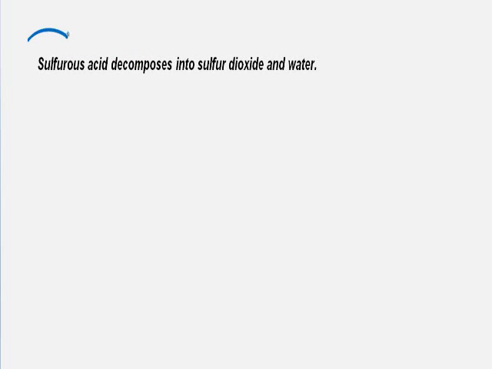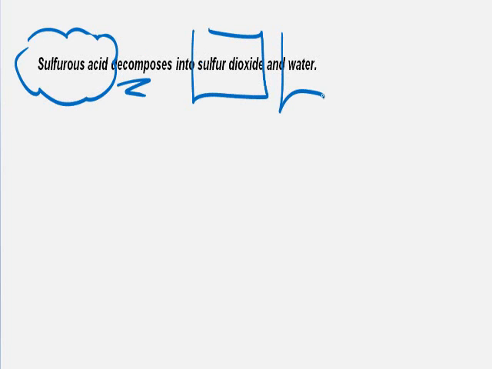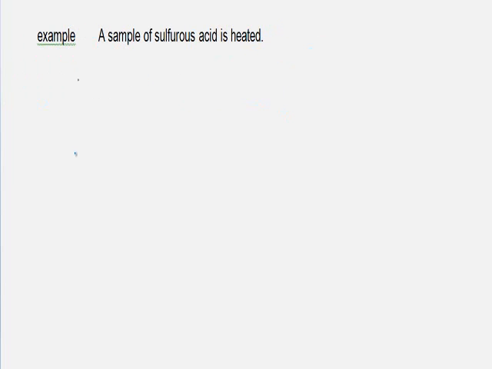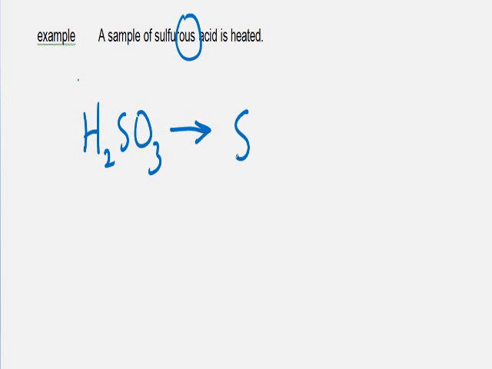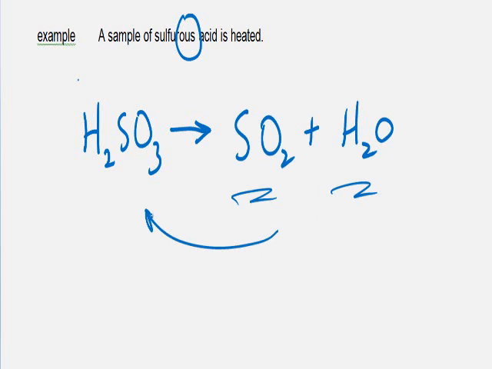Another decomposition is sulfurous acid, which will readily decompose into sulfur dioxide and water. In our example, sulfurous acid means it comes from sulfite. So the formula of sulfurous acid is H2SO3. That's going to decompose into sulfur dioxide, which is SO2, and water. Now this is actually the reverse of the combination reaction. If we took SO2 and water and put them together, it would turn into sulfurous acid. In this case, by heating the sulfurous acid, we drive the reaction backwards and make a decomposition reaction take place.